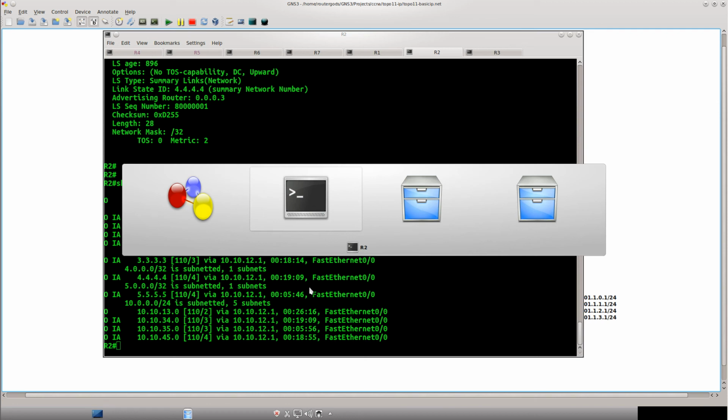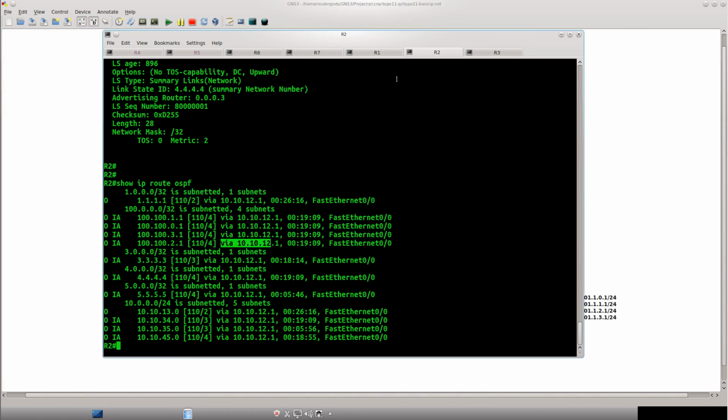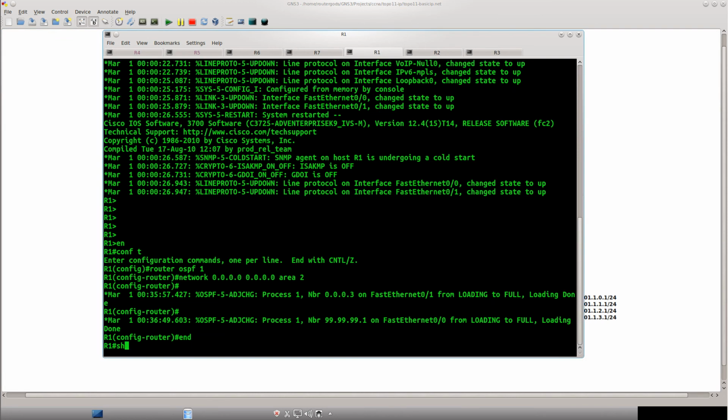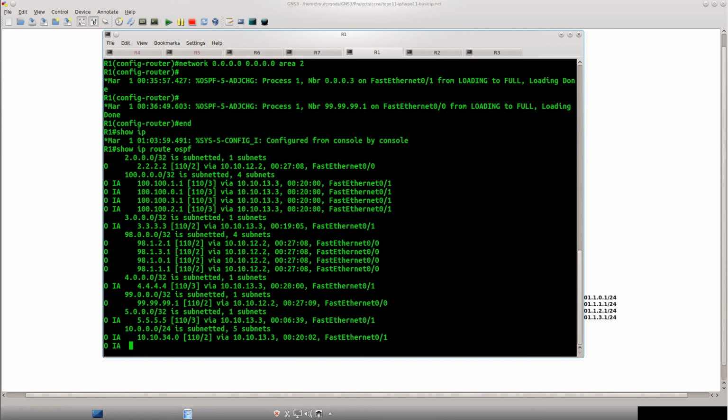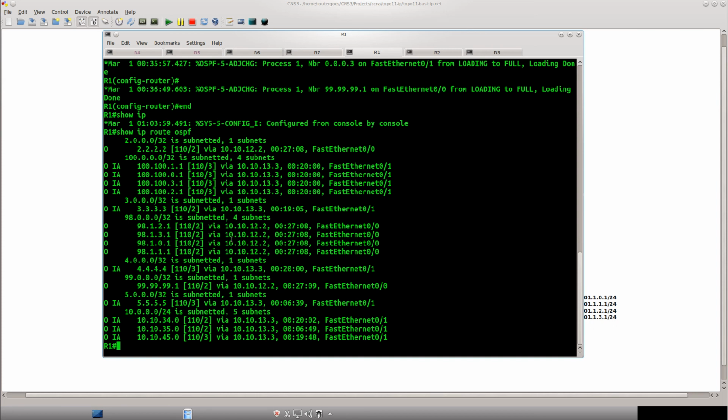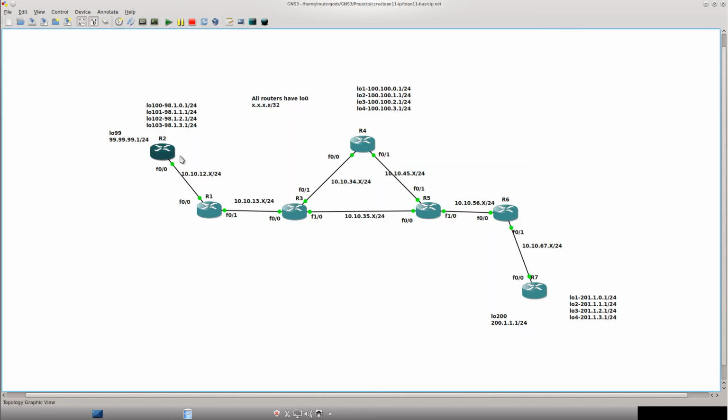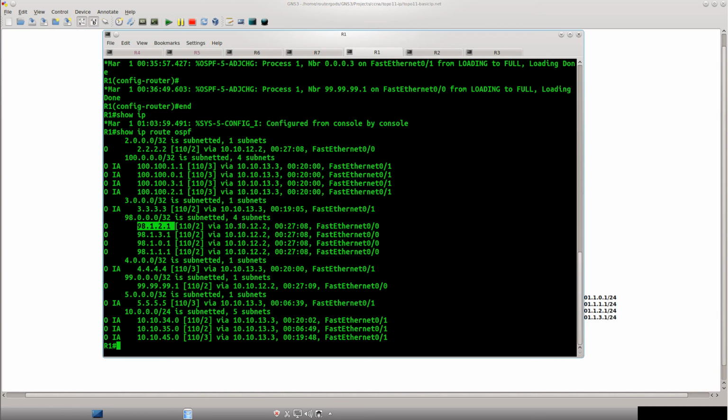Let's take a look at R1 stuff. Show IP route OSPF. Now R1, everything to get out to another area is through 10.10.12.2. Okay, well this is actually going to R2. So if you're R1 going to R2, everything's 10.10.12.2. If you're going to area 0, everything's 10.10.13.3.